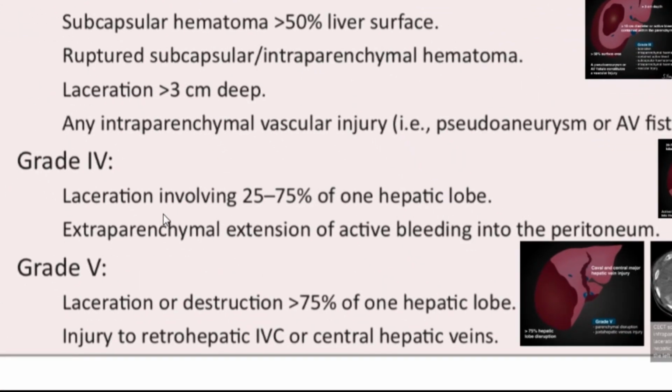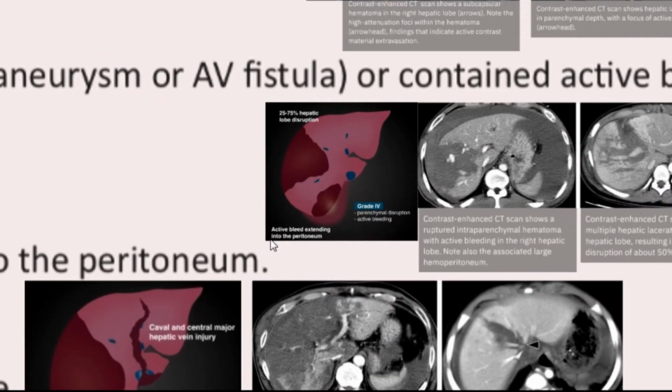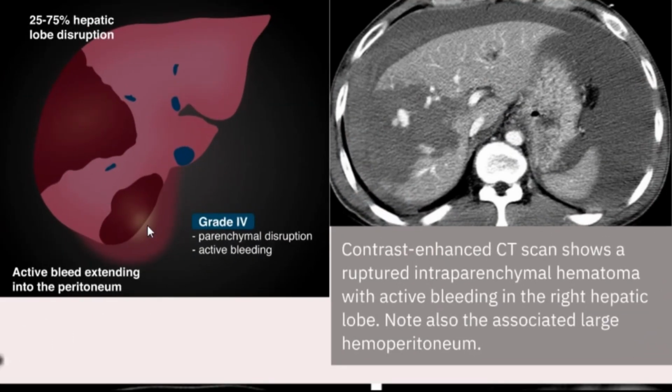Grade 4, when the laceration involves 25 to 75% of one hepatic lobe. Okay, we didn't consider the whole surface area of the liver. Or when we have extraparenchymal extension, it's not confined. So we see active bleeding into the peritoneum. Look, there's active bleeding. It's demonstrated bleeding extending into the peritoneum. Or when we have this hematoma or the liver damage, it's about 25 to 75% of the hepatic lobe disruption. So this is also an example of grade 4.